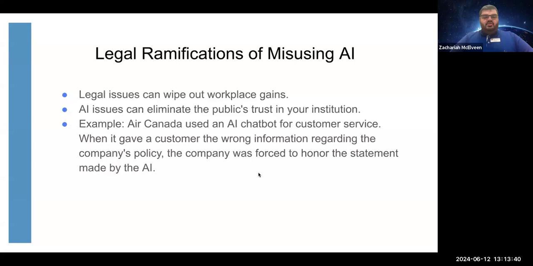Another one is that legal issues can wipe out workplace gains. We've talked about saving time, potentially saving money, and being more efficient because of AI. However, if there's a lawsuit or an issue of public trust, that can wipe out whatever gains we get from using AI in the first place. AI issues can eliminate the public's trust in your institutions.